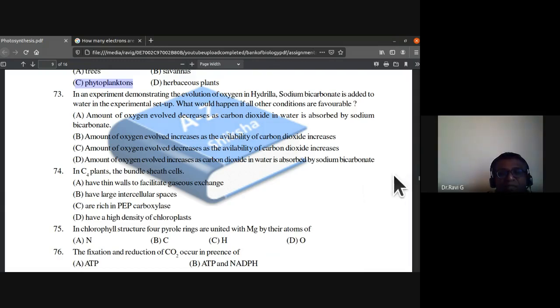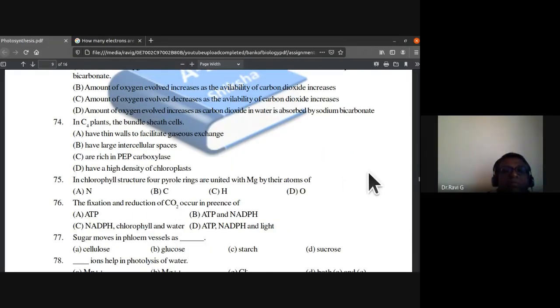So when you add sodium bicarbonate to the water, what would happen? Think about it and answer. The amount of oxygen evolved increases as carbon dioxide in water is made available by sodium bicarbonate. So the amount of oxygen evolved will increase. So D is the answer for 73rd. 74th.